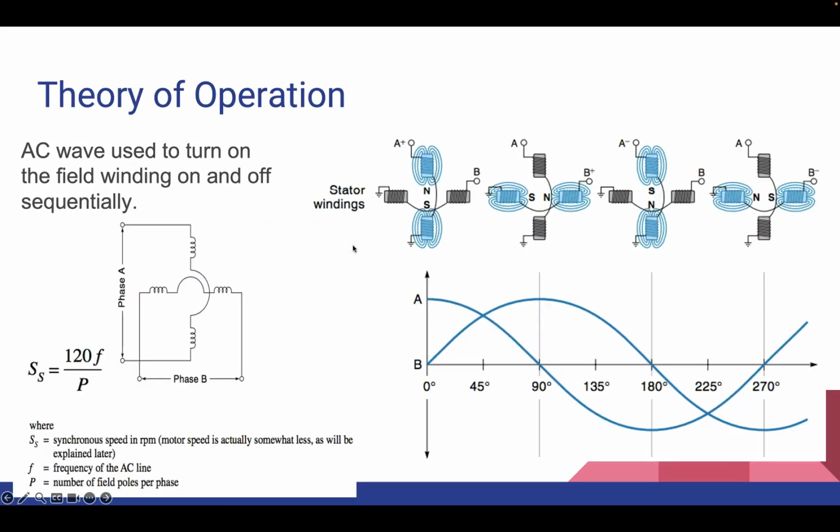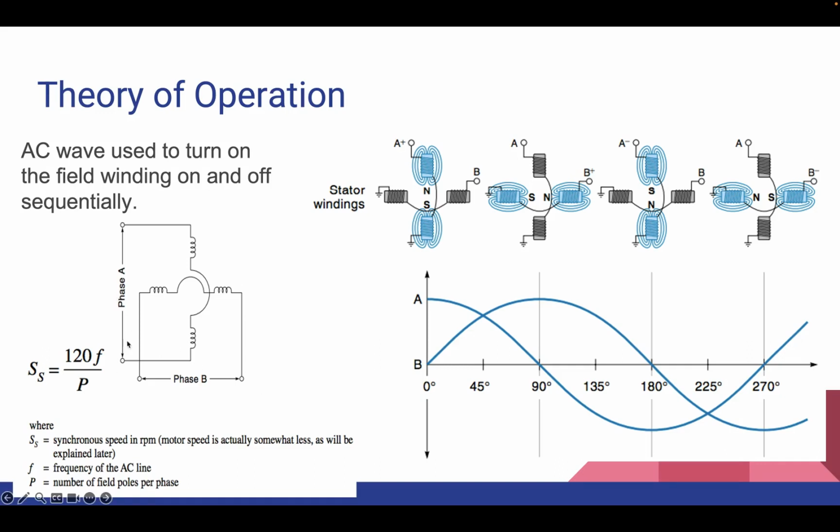Now let's see the theory of operation. So AC motors work by rotating the stator field, but it makes use of the natural alternating current of the AC wave to turn the field coils on and off sequentially. The AC induction motor does not need brushes because the rotor is essentially a passive device that is continuously being pulled in one direction. Now, to use an old analogy, we can say that a rotor basically behaves like a horse and the rotating stator field is the carrot.